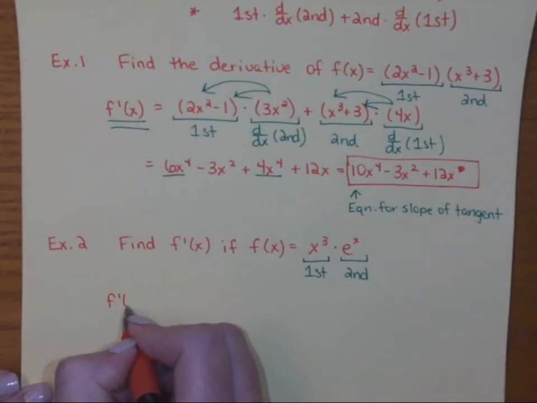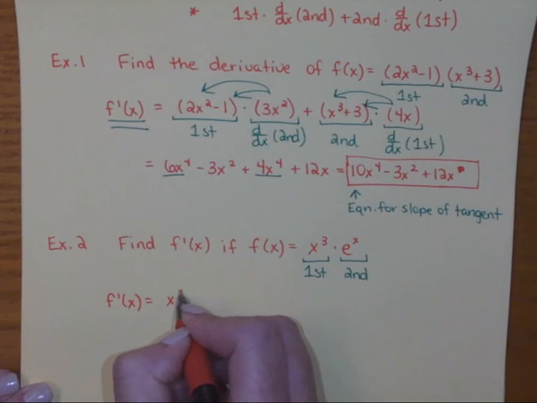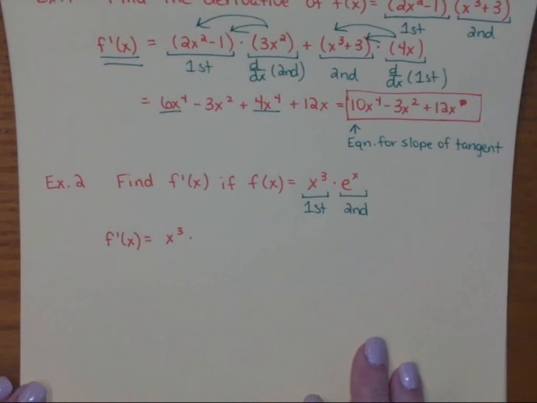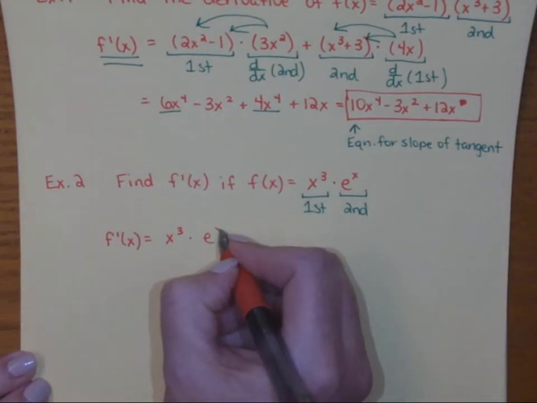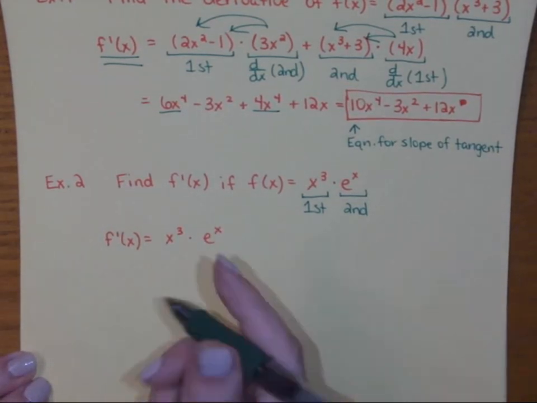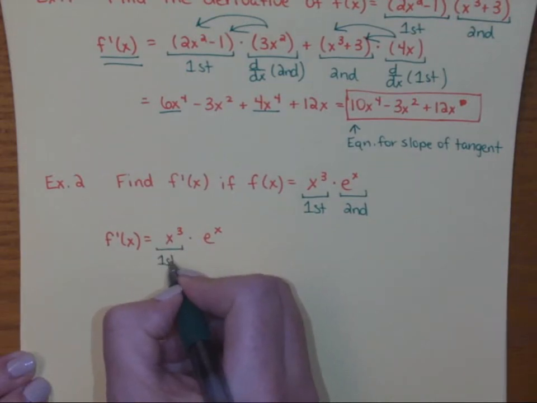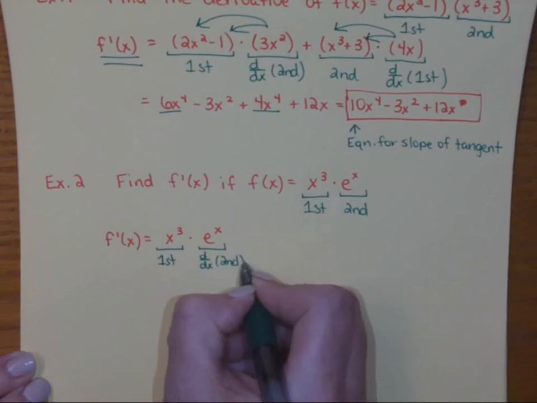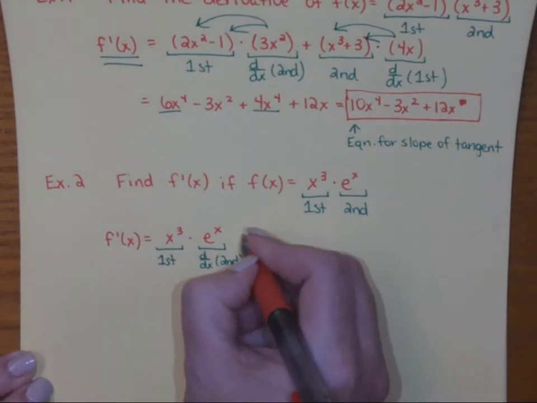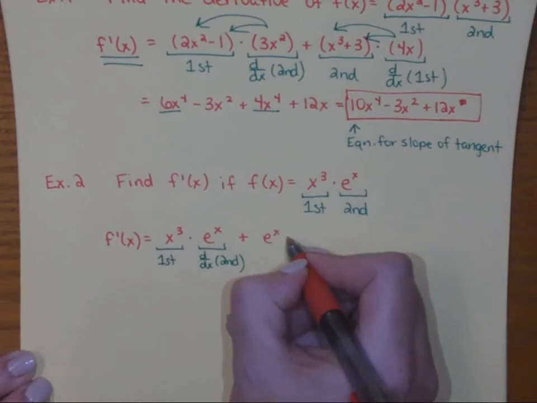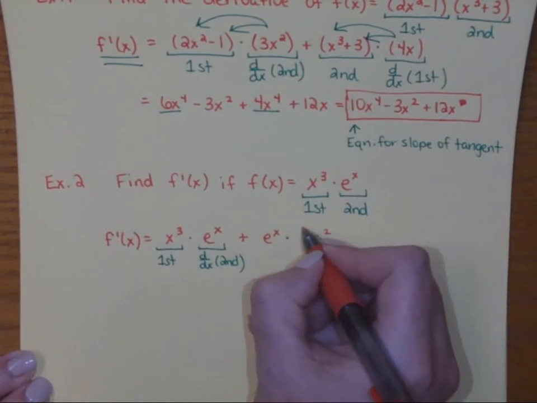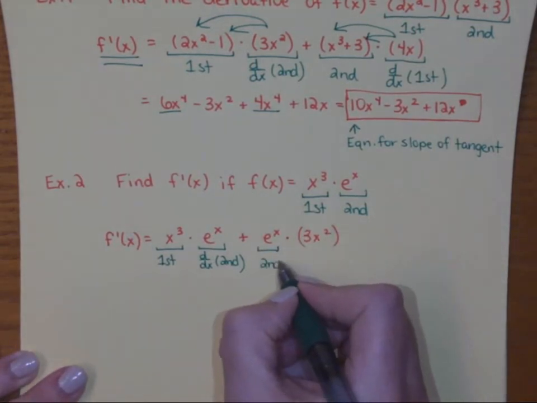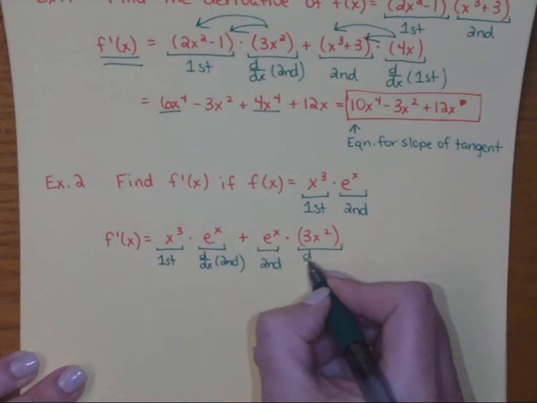So if I want the derivative, it will be first times derivative of the second. But remember last video lecture, what was the derivative of e to the x? It was just itself. So this is the first, right? And this is the derivative of the second. And then the formula for the product rule says I then do plus the second times the derivative of the first. And I'm going to put that in parentheses just so we realize that that's all of that together. So this would be the second, and this would be the derivative of the first.